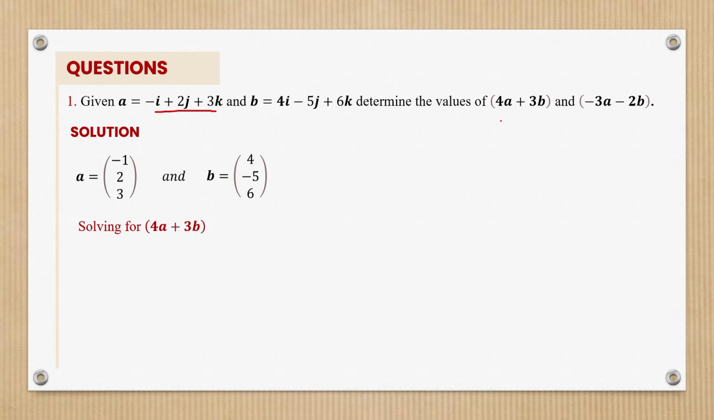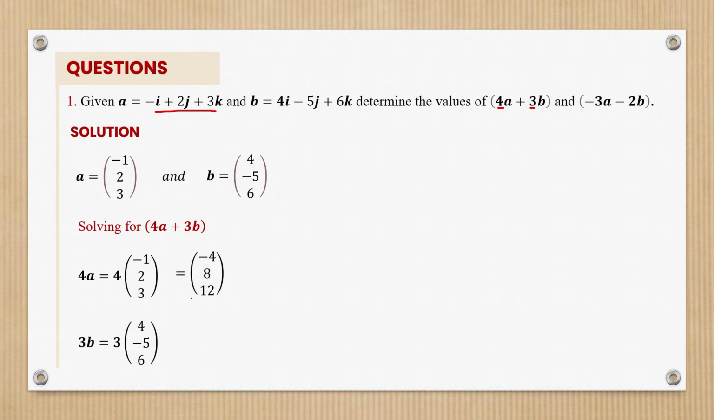Now we're going to first solve for 4a plus 3b. As you can see, we have scalars here. We have 4, which is a scalar that's going to be multiplying the vector A. Then we have 3, which is a scalar that's going to be multiplying the vector B. So for 4a, we're going to have 4 times the vector A. Now remember, the 4 is going to be multiplying each of the individual components. 4 times negative 1 is negative 4. 4 times 2 is 8. And 4 times 3 is 12.